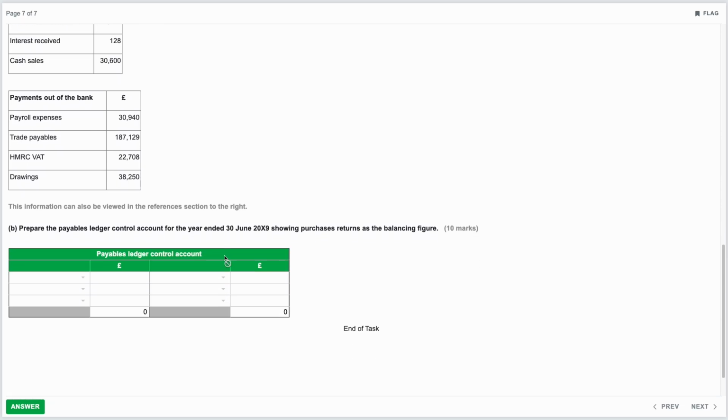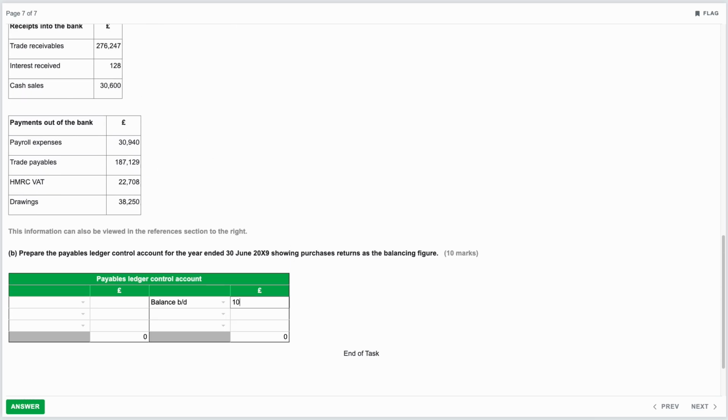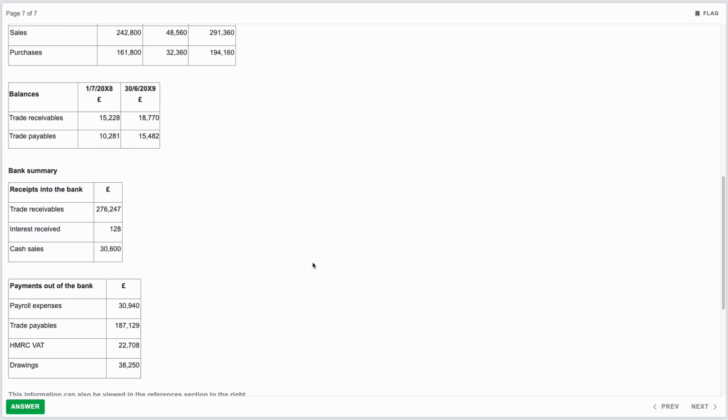So bearing in mind that our payables ledger control account is a liability account. It is the amounts owed to suppliers. So it will always have a credit balance on this because it's a liability. So the balance brought down at the start of the year was 10,281. So let's enter that in to start off with. Purchases made throughout the year would increase the amount owed to suppliers.